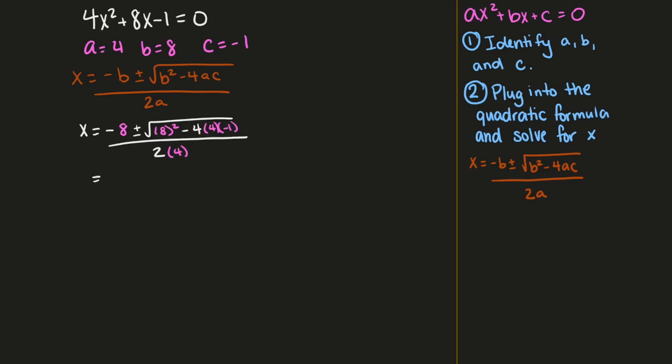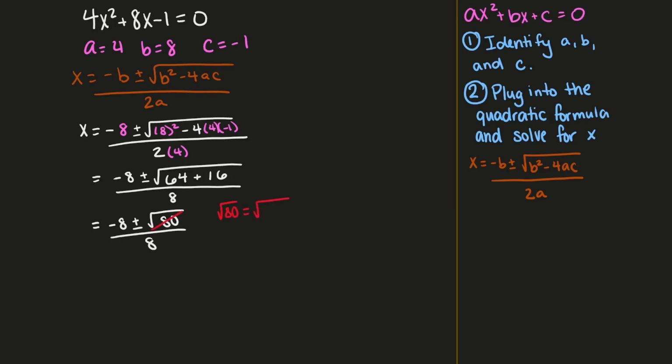So this is equal to negative 8 plus or minus the square root of 64 plus 16 all over 8, which is equal to negative 8 plus or minus the square root of 80 over 8. The square root of 80 can be simplified because the square root of 80 is equal to the square root of 16 times 5, and the square root of 16 is 4, so we'll just leave that square root of 5. So this becomes negative 8 plus or minus 4 square root 5 all over 8.